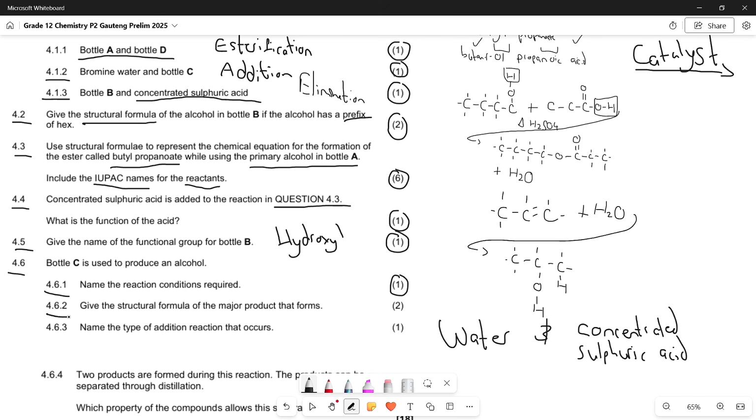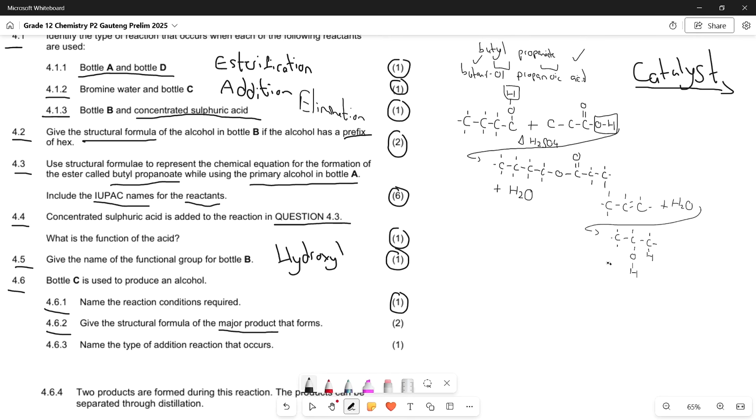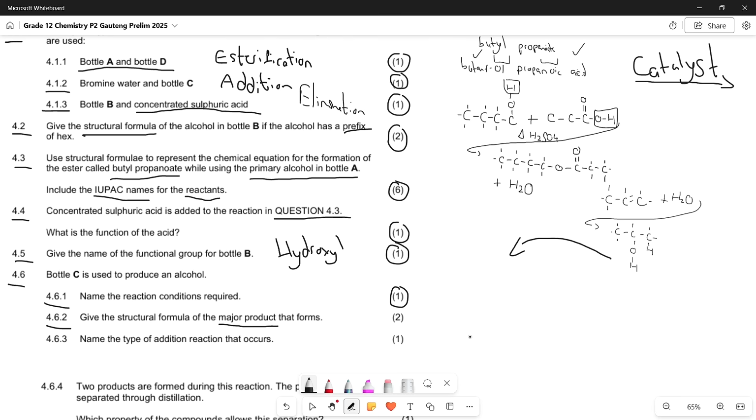And then 4.6.2 says, give the structural formula of the major product that forms. The major product that forms will in fact be this one over here. But what we're going to distinguish is the difference between a major product and a minor product. Because when this double bond breaks over here, and we open up this availability to attach our H to one carbon and our OH to another, we're not quite sure whether the OH will go on the 2 or on the 1. Because there can be different arrangements. It can be on the 2 or it can be on the 1.